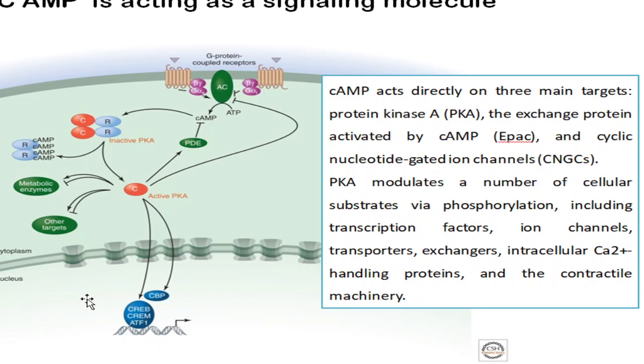I think you might get confused with IP3, which increases the Ca2+ level. So the correct answer is that it acts as a secondary messenger by activating protein kinase A.